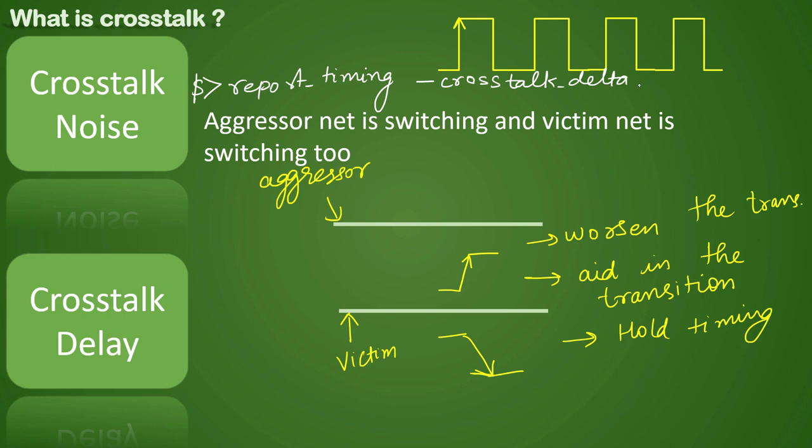If you want to analyze it on a specific net, then you can give hyphen nets and then your net name on which you want to analyze the crosstalk. That way you will know the crosstalk through that particular net.